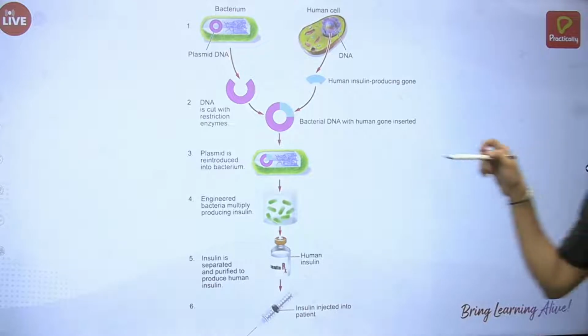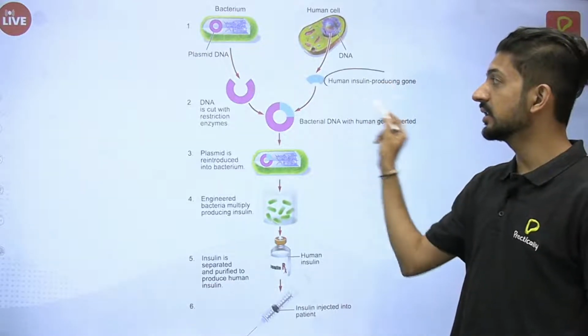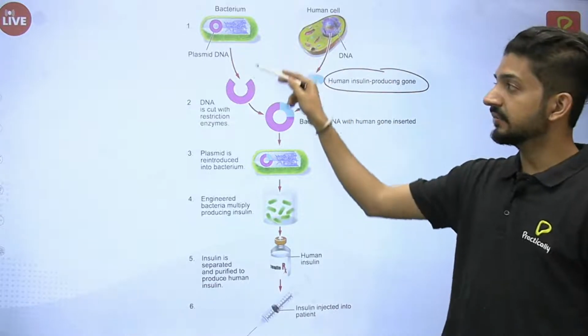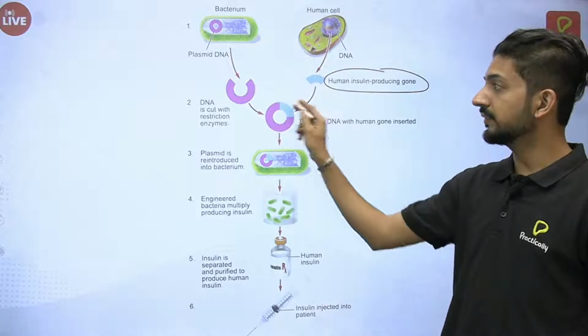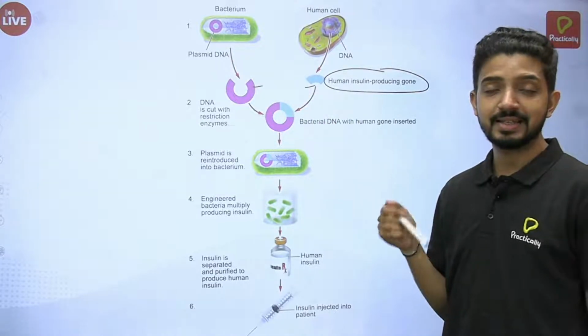This is a process. They will take the human cell and isolate DNA. From the DNA, they will isolate the insulin producing gene. They will take plasmid from a bacterium, cut both of them with the same restriction enzyme, and then join them together by using ligase enzyme.